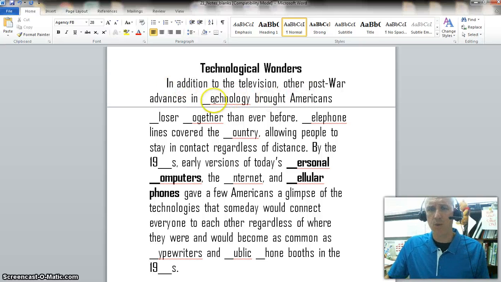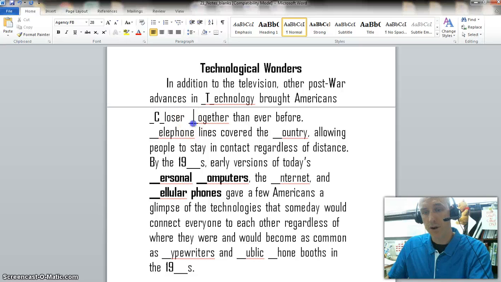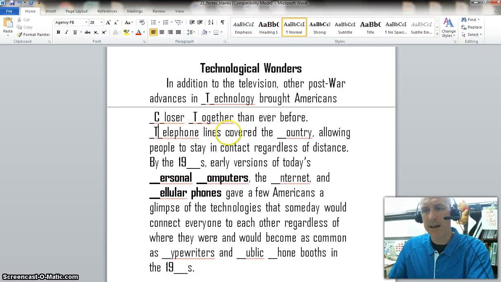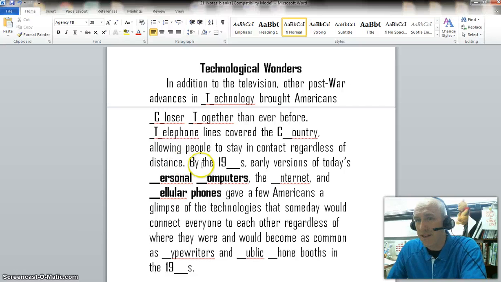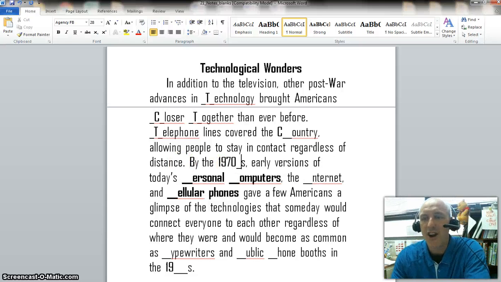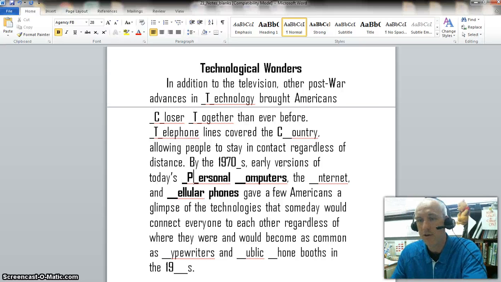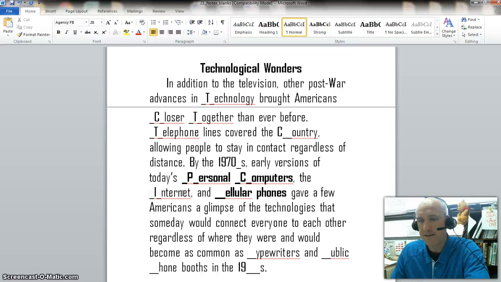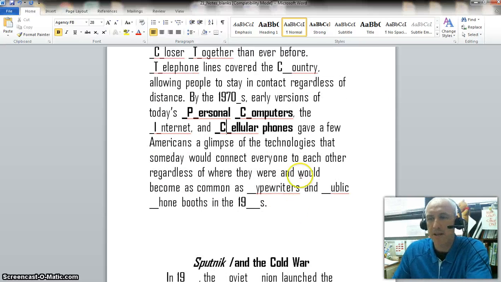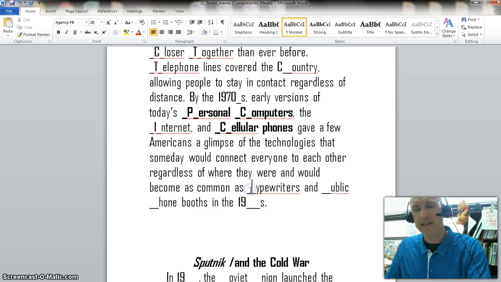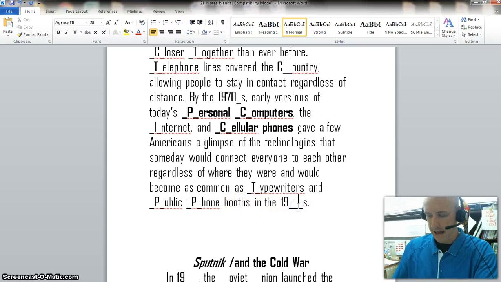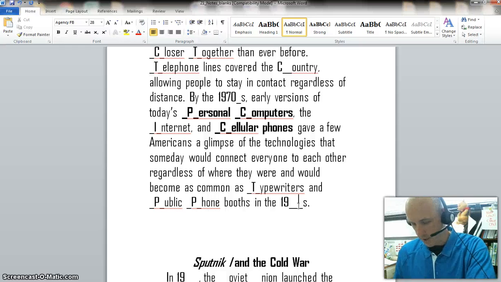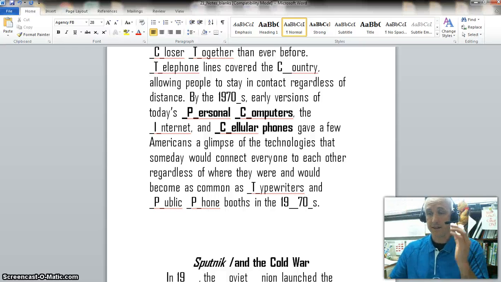In addition to the television, other post-war advances in technology brought Americans closer together than ever before. Telephone lines covered the country, allowing people to stay in contact regardless of their distance. So telephone lines are awesome. By the 1970s, early versions of today's PC, or the personal computers, all right, the internet and cellular phones gave a few Americans a glimpse of the technology that someday would connect everyone to each other regardless of where they were and would become as common as typewriters and as public phone booths. So phone booths were really popular in the 1970s. I used them in the 80s and the 90s, yes, too.